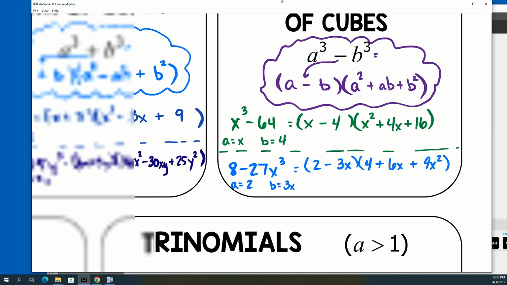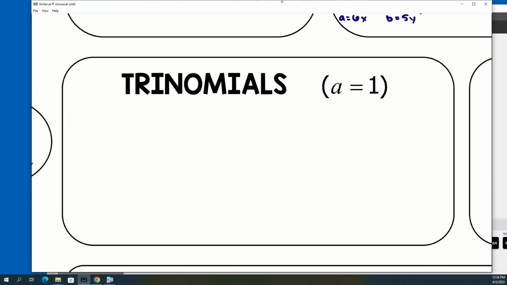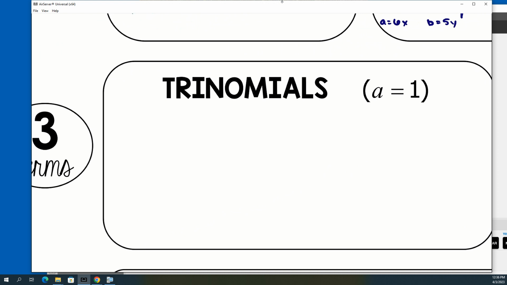All right, when there's three terms, you have two different possibilities. So let's just look at this first one, the trinomials, whenever a is equal to 1. So the a they're talking about here is ax squared plus bx plus c. So this number that's in front of x squared is 1. So it's just x squared. There's no number that you see.